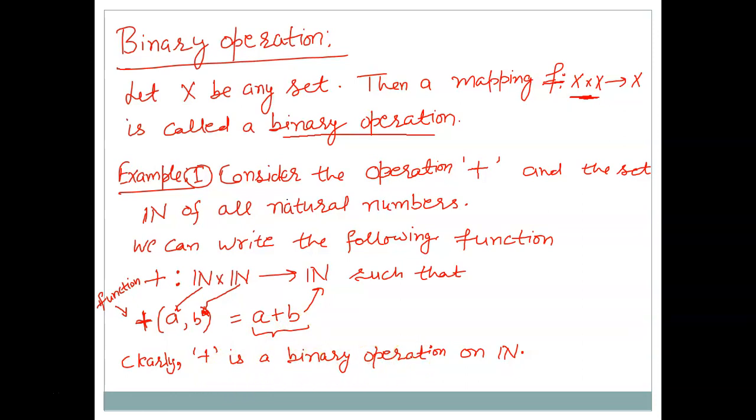Similarly, you can also say that multiplication is also a binary operation. If I say dot of (a, b) equals a dot b, where a is a natural number and b is a natural number, multiplication of two natural numbers is again a natural number. So multiplication is also a binary operation on the set of natural numbers.